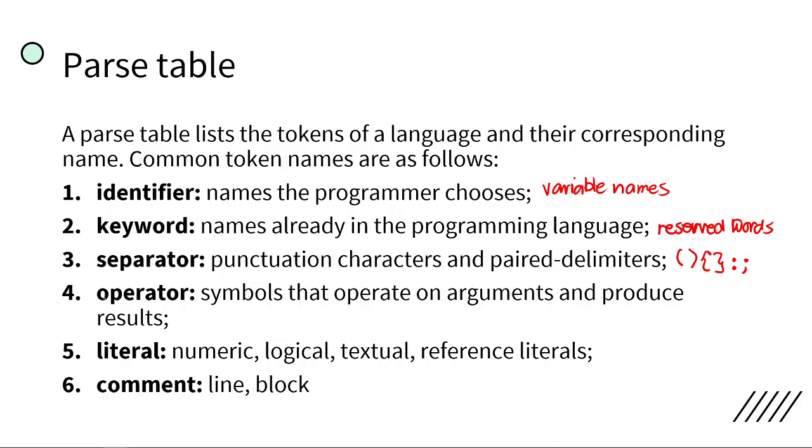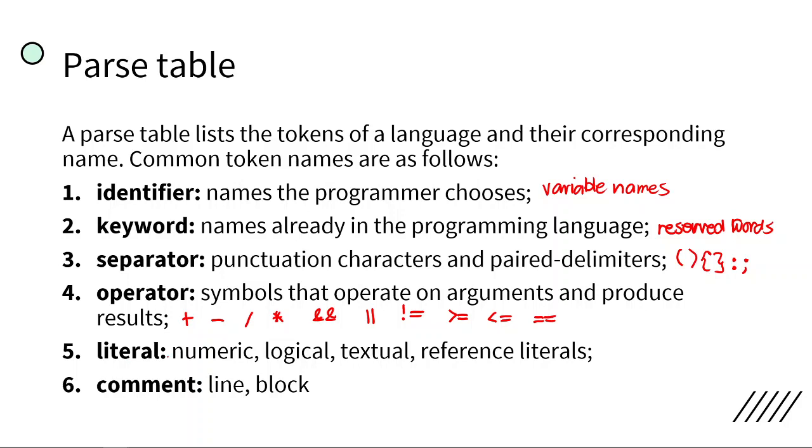Next, we have operators. Operators are symbols that operate on arguments and produce results. For example, we have plus, minus, divide, multiply. We also have logical operations, for example, and, or. What else? Not equal, greater than or equal to, lesser than or equal to, equal. So these are some examples of operators.